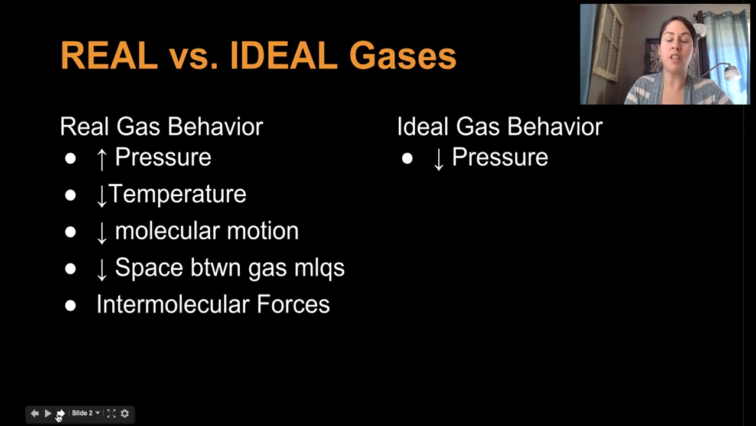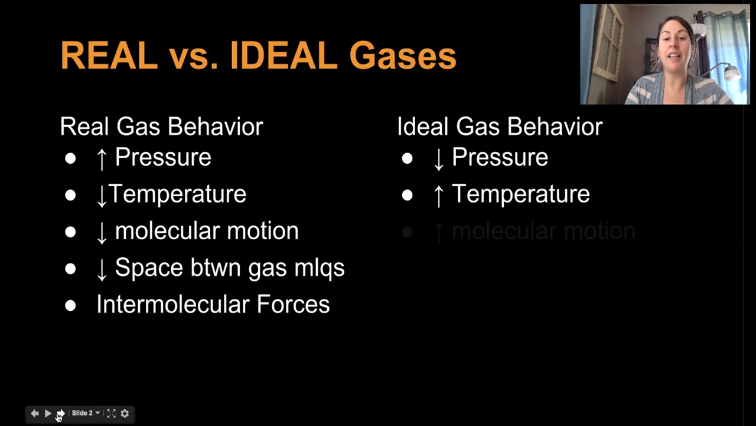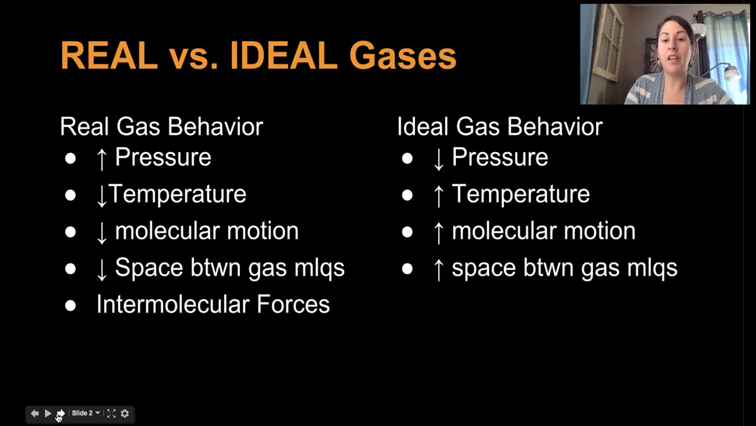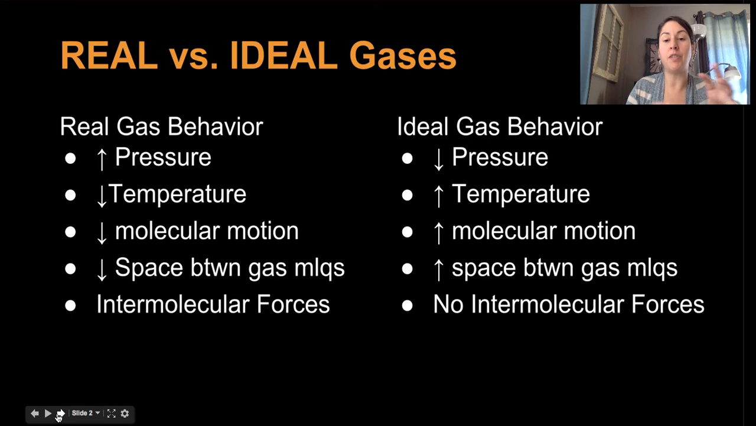And so now we're going to talk about low pressure, high temperature, very fast molecular motion, and then having quite a large amount of space between each one of those gas molecules. And so when that happens, they're not going to be encountering each other very often, and so we really figure that there's no intermolecular forces. And for our purposes, we really apply this ideal behavior to all of our gases.